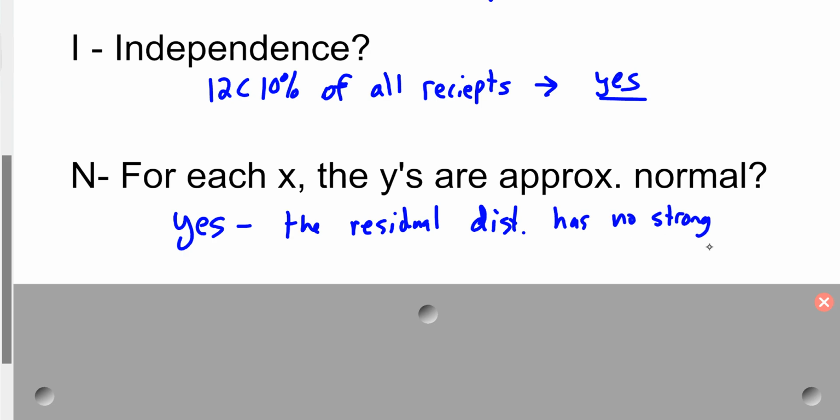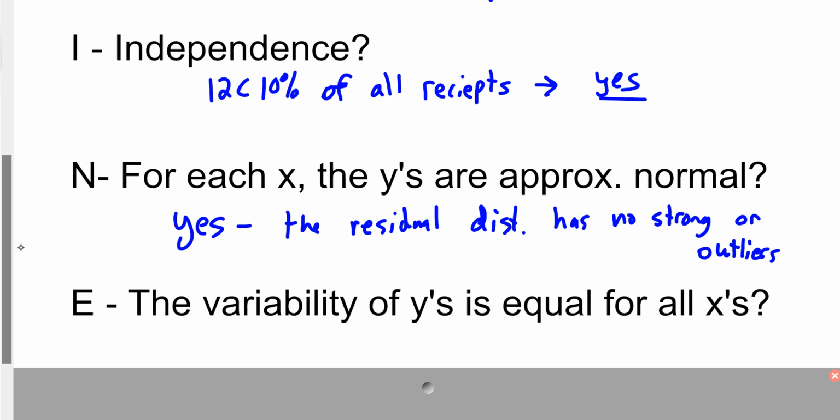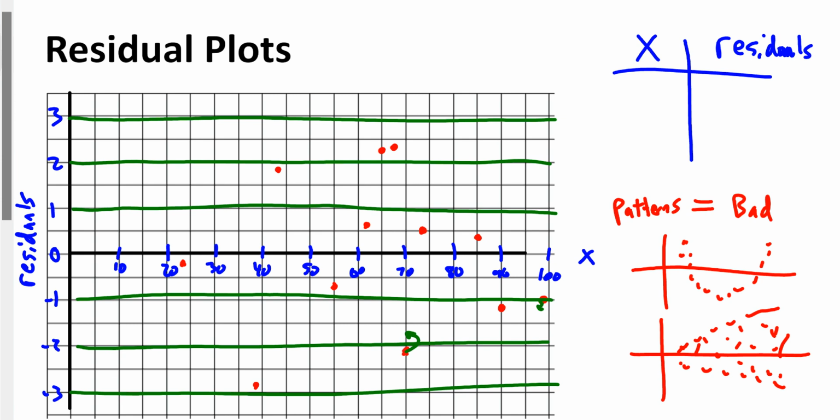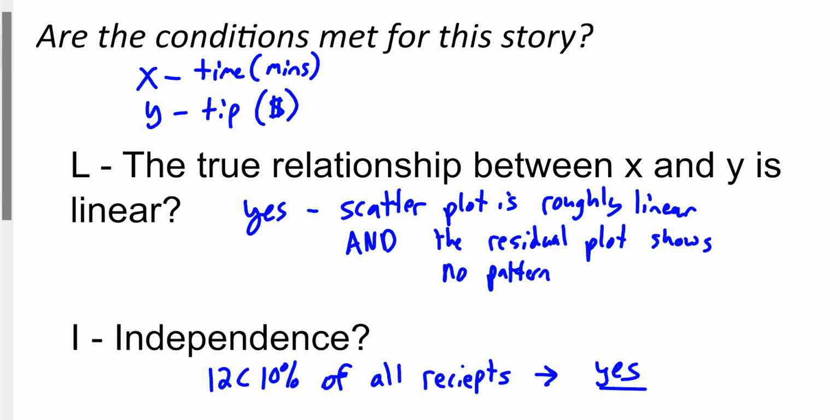We want to state where this is coming from. E, the variability of y's is equal for all. So this is like the standard deviation. Is it equal for all of the x's? If we look at our residual plot, I'm going to show that to you. I would say, yeah, on the right side it goes up to a little over 2, down to a little below -2. The left side is not much. It looks pretty random and equal to me. I'd say it's good enough, for sure.